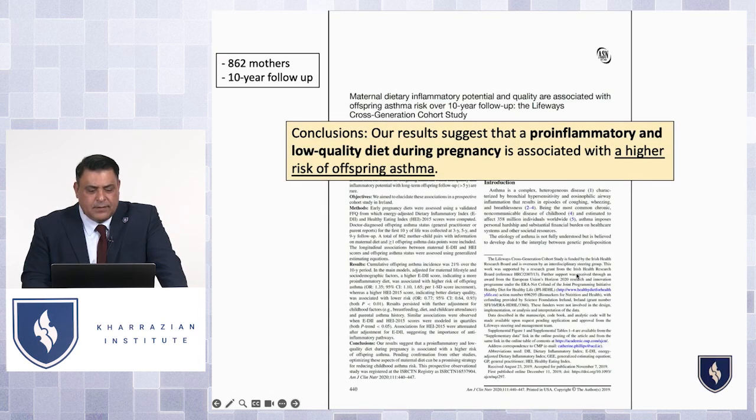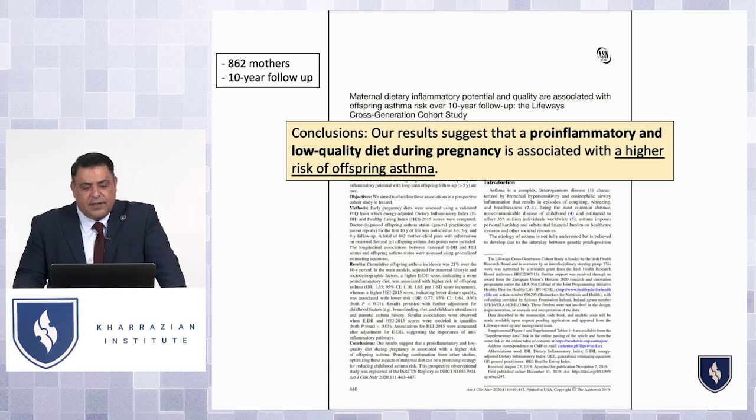Okay. Now, this was a study called Maternal Dietary Inflammatory Potential and Quality Associated with Offspring Asthma Risk. It was a 10-year follow-up study. They looked at 862 mothers, and they concluded that our results suggest that a pro-inflammatory and low-quality diet during pregnancy is associated with a higher risk of offspring asthma.